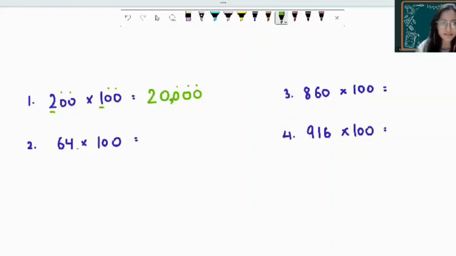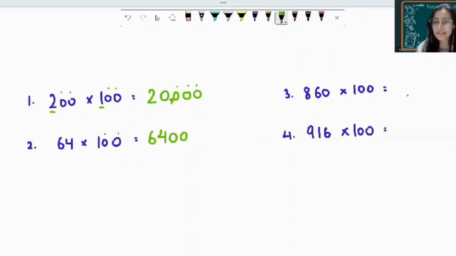Next question is 64 times 100. So 64 times 1 gives you 64 only. How many zeros this time? 2 zeros. So we put 2 zeros. This was easy, right?